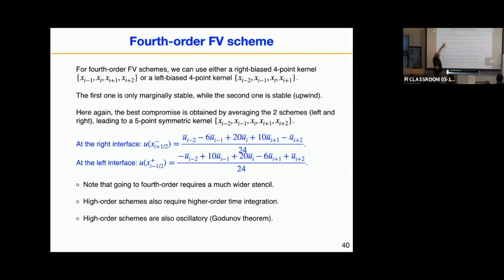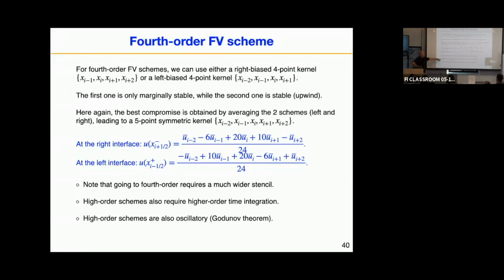And so the best, like before, is by averaging the two schemes. So you get now a kernel with 5 points. So you see, you have these 5 cells which are now involved in computing the solution at the interface. The price to pay is that you have a much wider stencil. The jargon here is stencil. That's how many cells you have involved in the calculation.